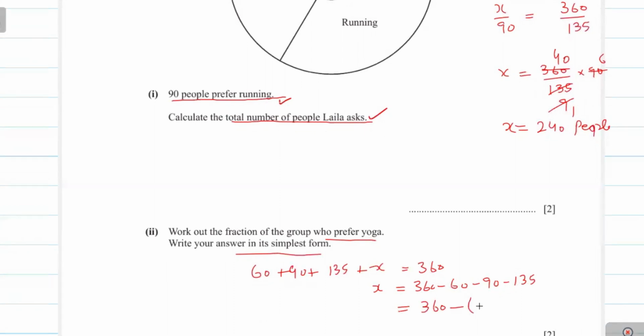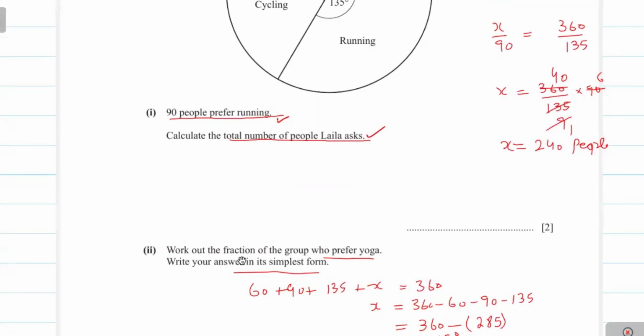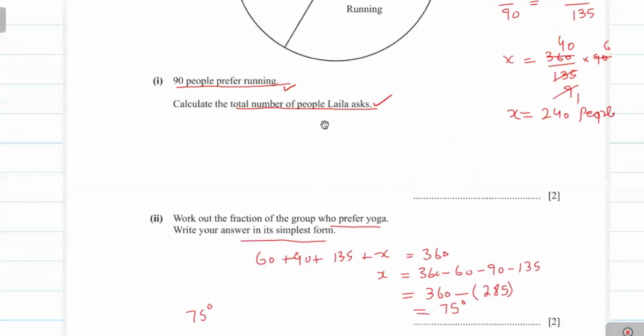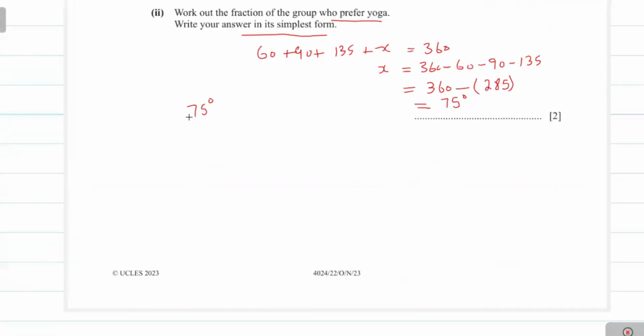This will be 360 minus 285, and this will be equal to 75 degrees. We have to find the fraction of the group who prefer yoga. 75 degrees is the angle for yoga out of 360. We write 75 over 360, and we simplify it: 15 times 5 is 75, 15 times 2 is 30, therefore 15 times 4 is 60. Now 5 over 24 is the fraction of the group who prefer yoga.